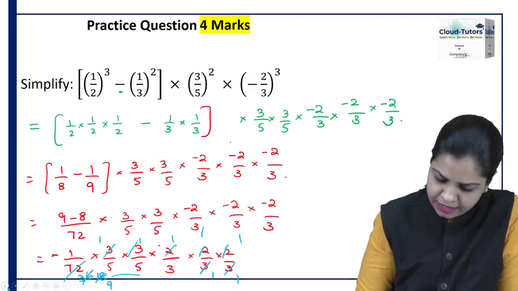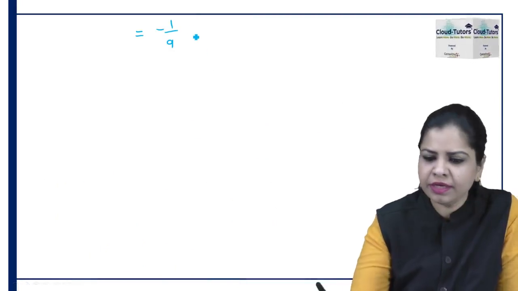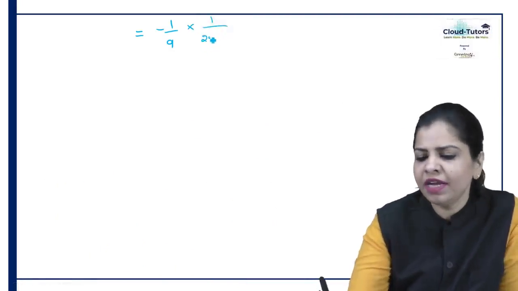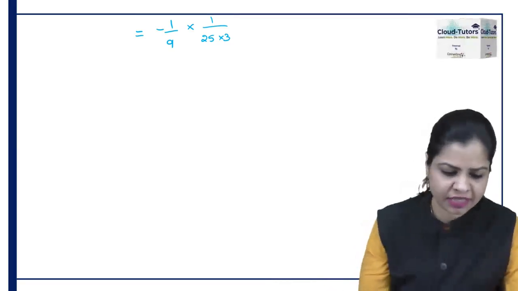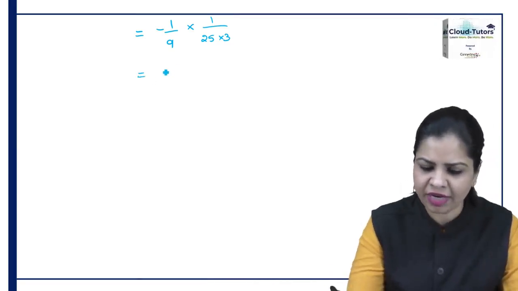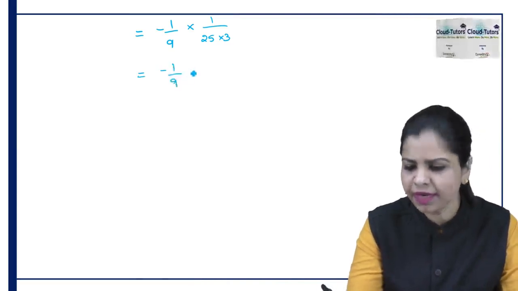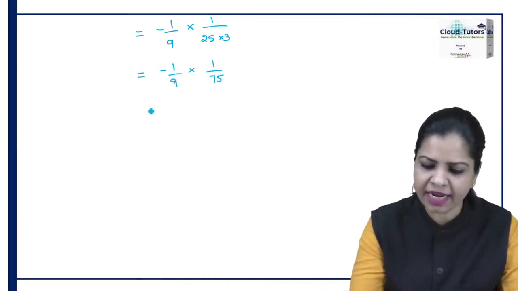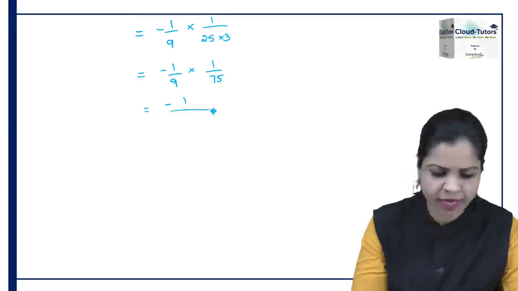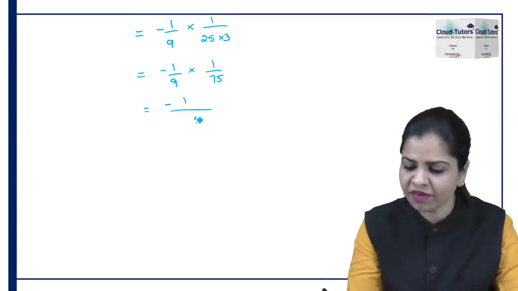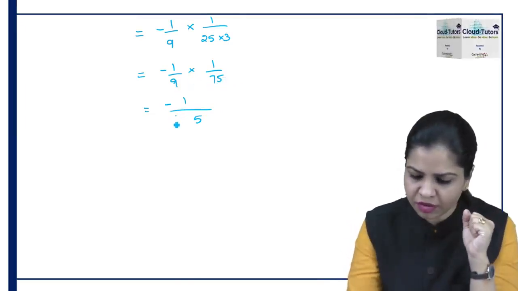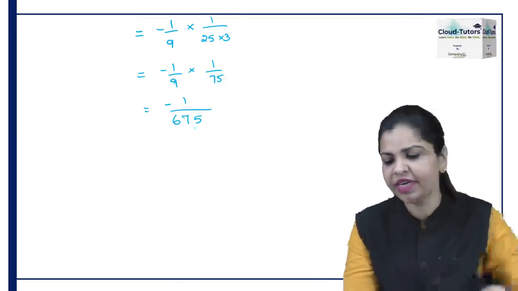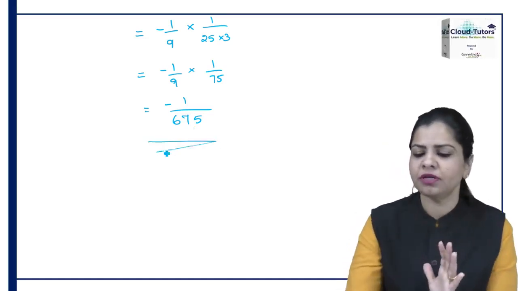Let me go back. Into 25 into 3, 1 by 25 into 3. So if you multiply this, how much would it be? 25 threes is 75. So negative 1 by 9 into 1 by 75, and let's multiply this. 9 fives are 45, 4 carry up. 7 nines are 63 plus 4 is 67, so 675. Clear? So this is your answer.